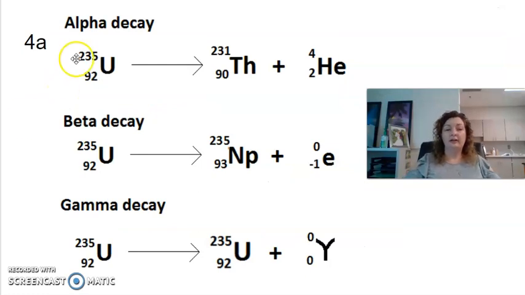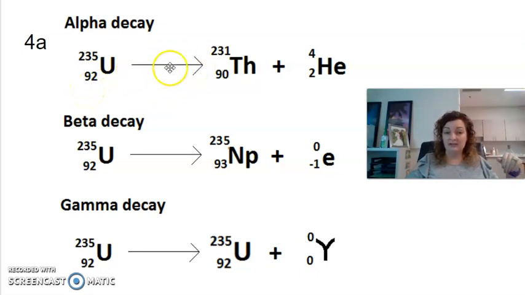So if you're looking at alpha decay, what we're doing is we're writing our symbol U for uranium. The top number is going to be your mass, so 235, and the bottom number is going to be your atomic number of protons, 92. And I can, of course, find this off the periodic table, you guys. If you look up uranium, it's number 92.